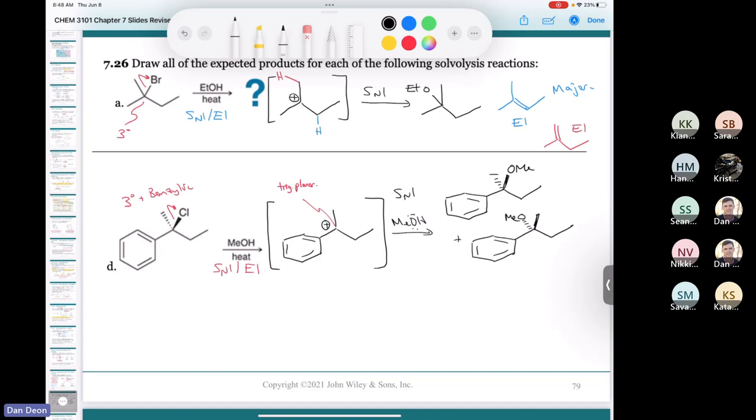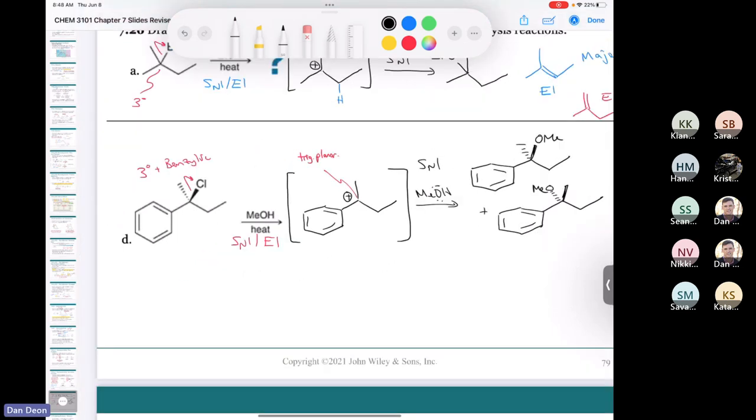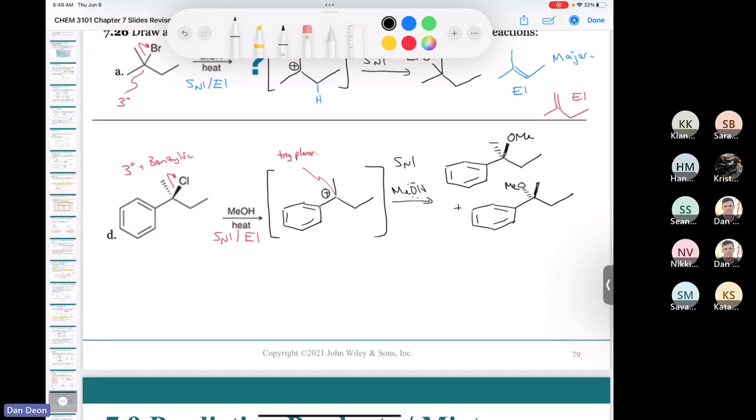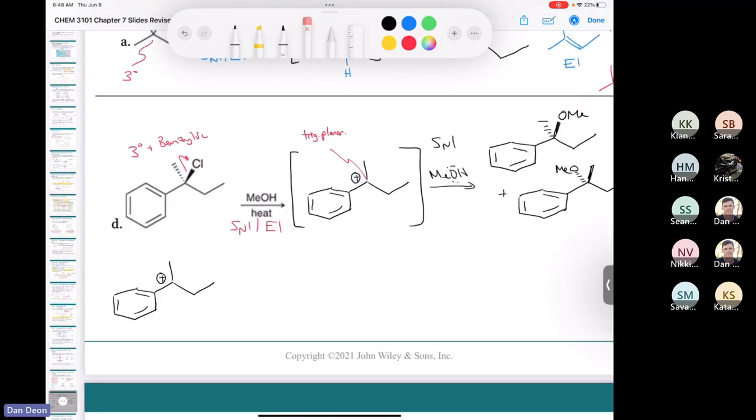So this is SN1. Now again, I didn't draw the whole mechanism here. It's nucleophilic attack followed by a proton transfer. Are you with me on where we get those two compounds? All right, because now we need to draw the E1 products. So if we go back here, let's just redraw the carbocation. Let me just take this, copy and paste it, and put it down here. Okay, same old carbocation. Meet the new carbocation, same as the old carbocation.